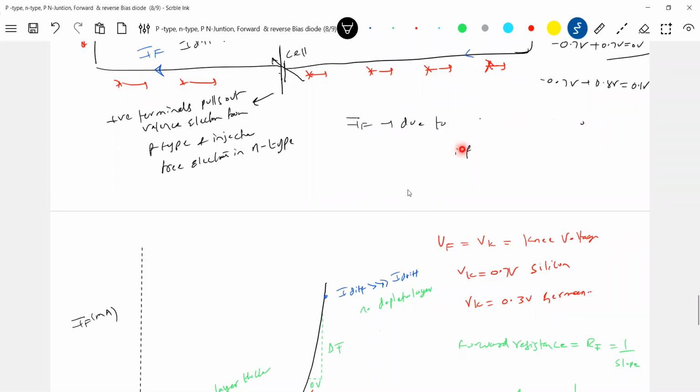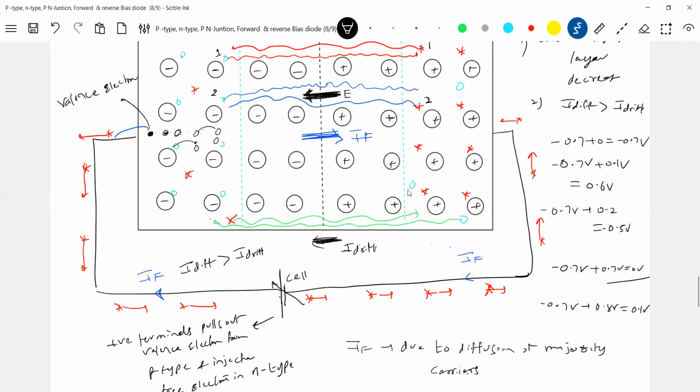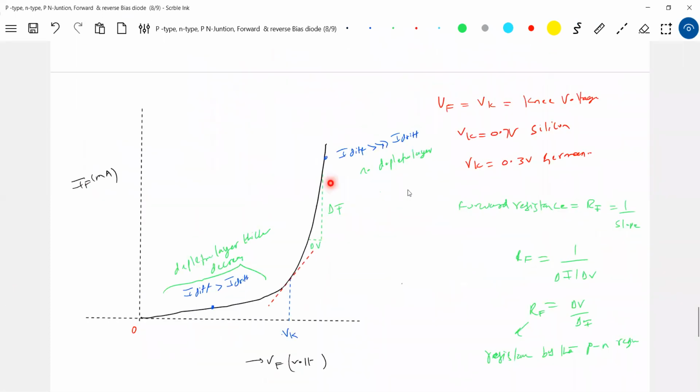Let me write here. So what is that forward current due to? Diffusion of the majority carriers. There will be drift current, but it will be very, very small. I already showed that here. And there is resistance offered by the P and N regions. Okay, let me briefly summarize what actually happens.